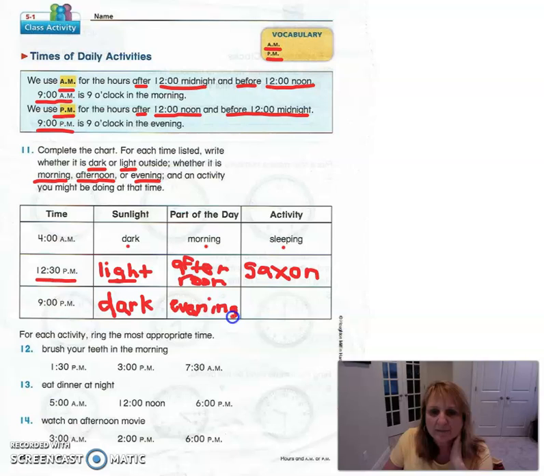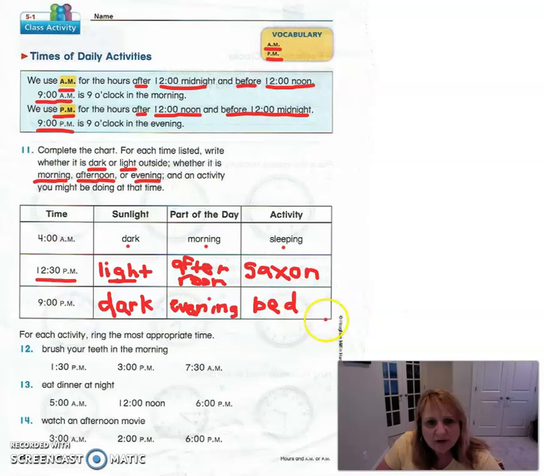All right, and what's something you might be doing at 9 o'clock at night? Well, hopefully you're getting ready for bed, or maybe you're already in bed. You don't have to get up as early now, so maybe your mom and dad are letting you stay up a little bit later, but 9 o'clock is still pretty much bedtime for 7 and 8-year-olds.